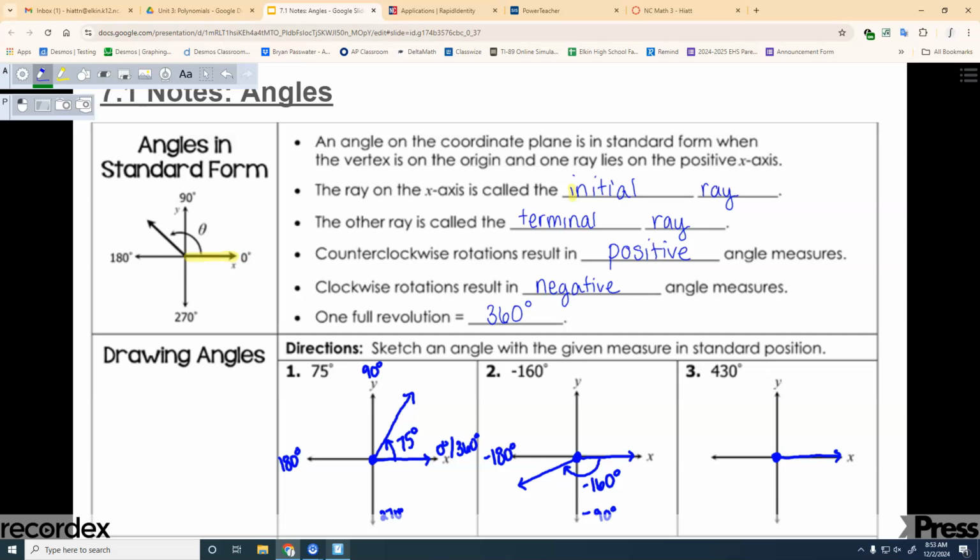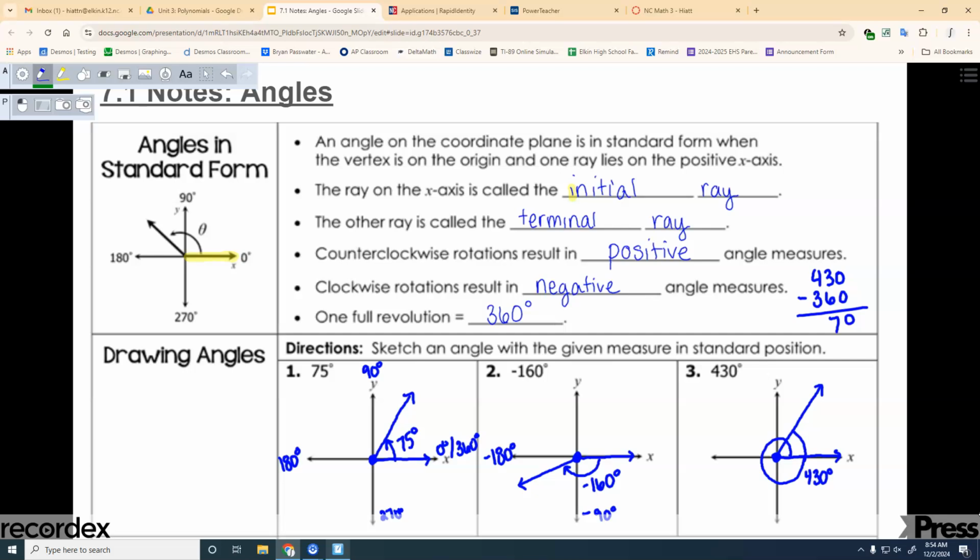So I would show this by going all the way around to here first. Okay? That's 360 degrees. And then I need to know how much further to go. So if I do 430 minus 360, then I'll get 70 degrees. So 70 degrees would be not quite back up to 90, maybe about right here. And I'd label this 430 degrees.